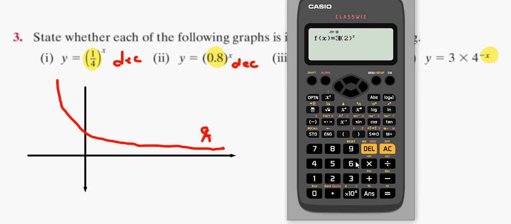God bless the table function. So lazy. I didn't have it when I was in school. I had to do everything out.